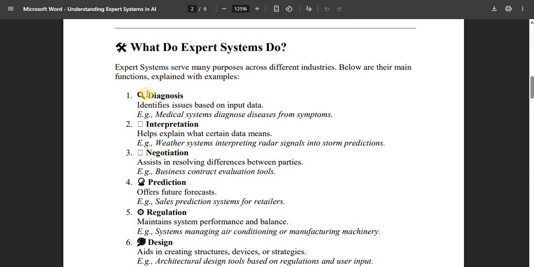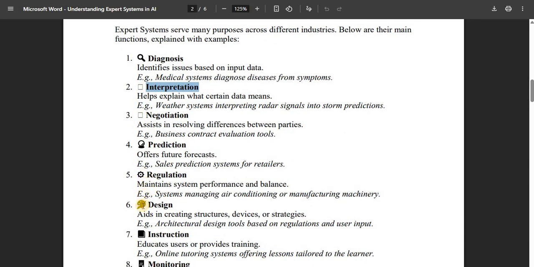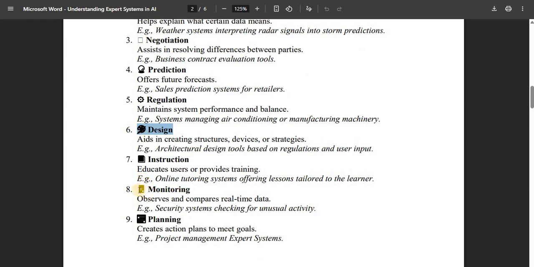So what does an expert system do? In diagnosis, I told you the example with the doctor. Interpretation, like what will be the temperature tomorrow? What will be the temperature of Darjeeling now? What will be the possibility of rain within 3 days? Now, expert system tries to interpret this problem. Negotiation, prediction, regulation, design, instructions, monitoring.